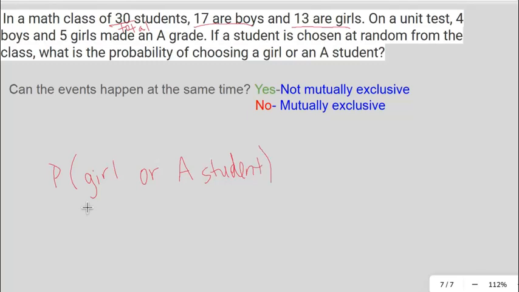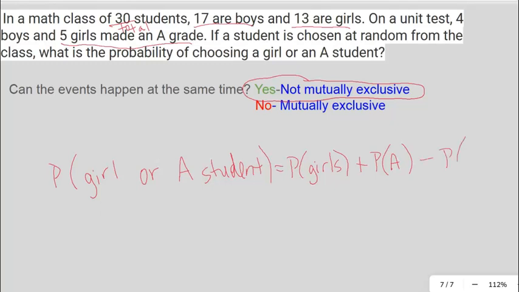For this one, it's pretty complicated. I really do like using the formula. So first thing, we need to figure out, can they happen at the same time? Are there girls that also have A's? And so it says, yeah, 5 girls made an A. And so because they can happen at the same time, that's not mutually exclusive. So we're going to find how many are girls. We're going to add how many total students get A's. And then we're going to take off how many are both girls with A's. And that's how we would use that formula.